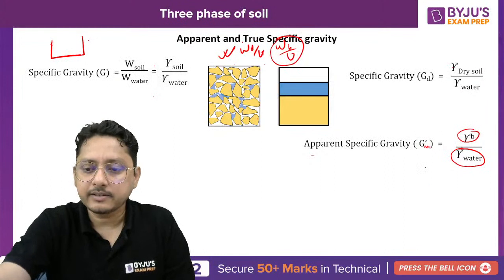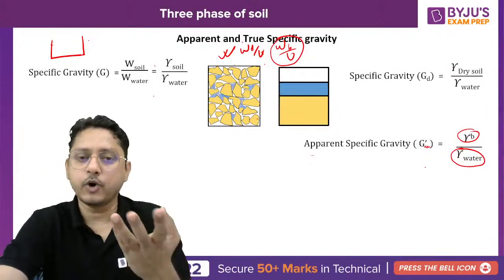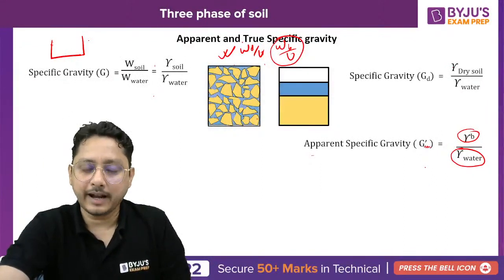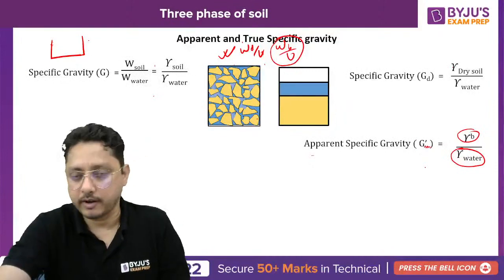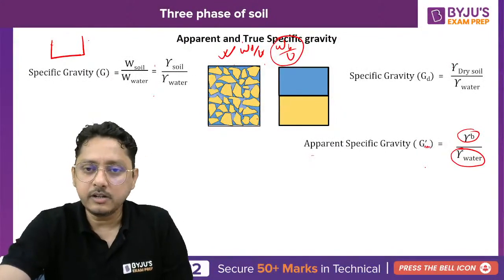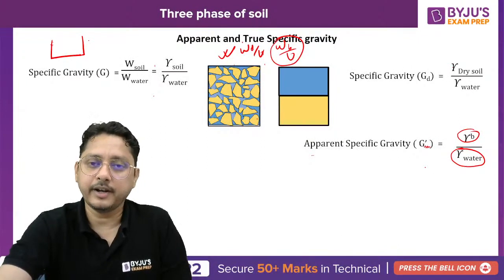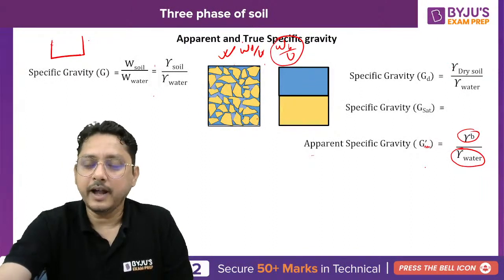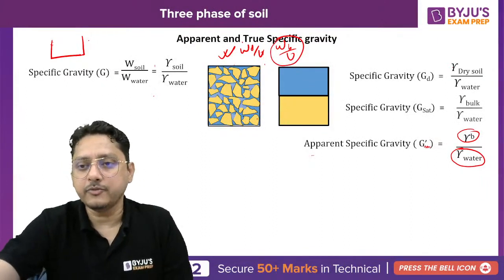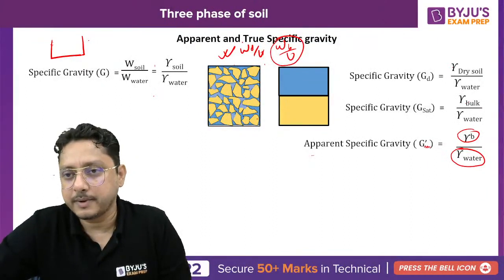Now, if the complete void is filled with water, that is what I'm calling completely saturated soil. Then this will become a two-phase system because it has only solid and water. What is the specific gravity? That specific gravity we will call gamma of bulk, which is now nothing but your saturated.